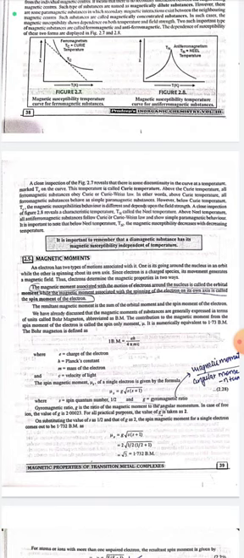On substituting the value of s as 1 by 2 and that of g as 2, the spin magnetic moment for a single electron comes out to be 1.732 Bohr magneton. Mu s is equal to g into root s into s plus 1, which is equal to 2 into root 1 by 2 into 1 by 2 plus 1, that is root 3, which is equal to 1.732 Bohr magneton.